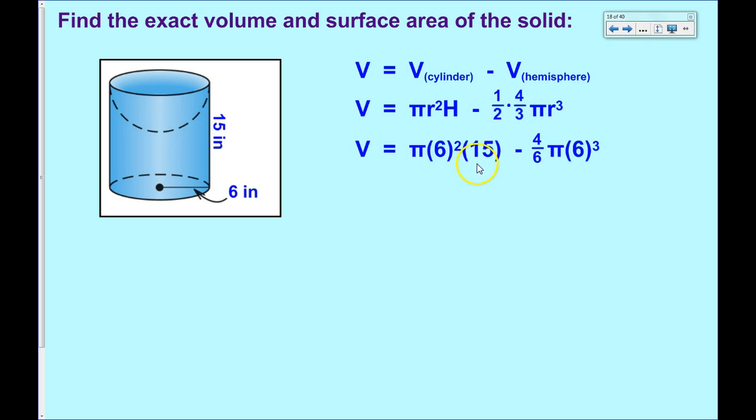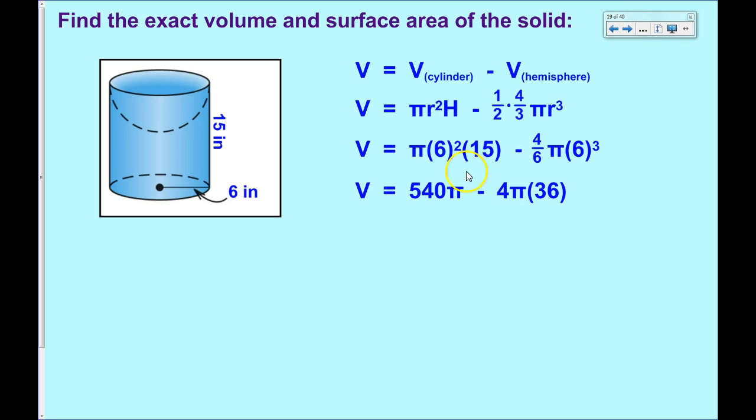So we got 6 for a radius, 15 for a height. Here we do a little fraction multiplication. We get 4/6, and then we have 6 to the third. Now, you can do this 6 to the third with the caret key on your calculator, but check this out. You've got a 6 on the bottom, and you got 3 6s right here, so one of them cancels. So this is just like 6 squared.